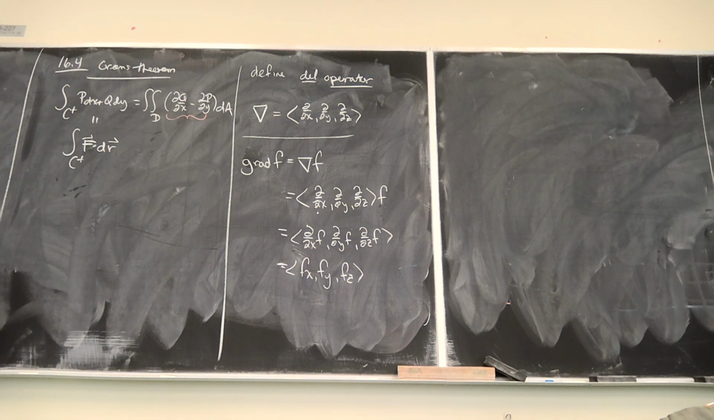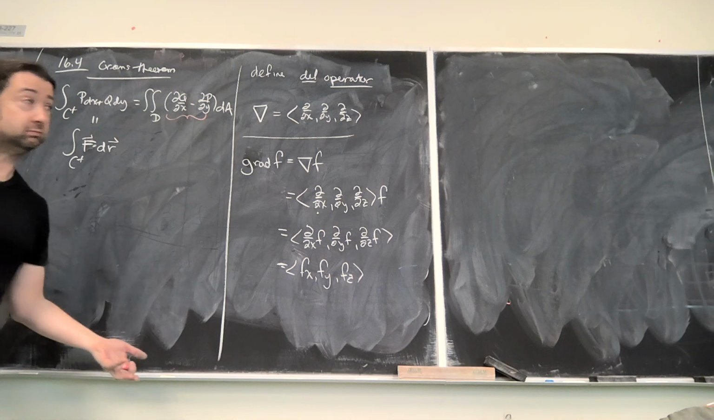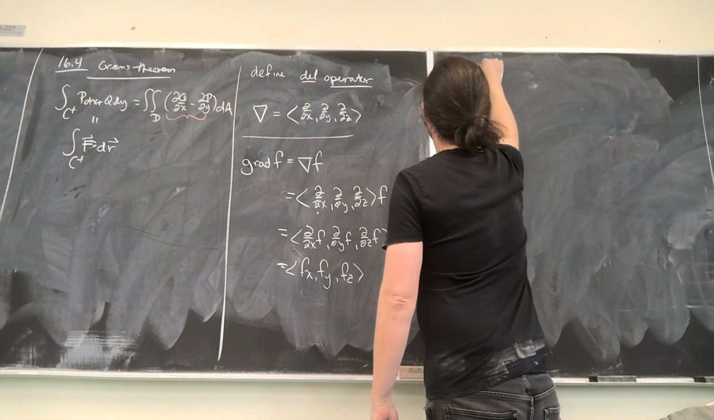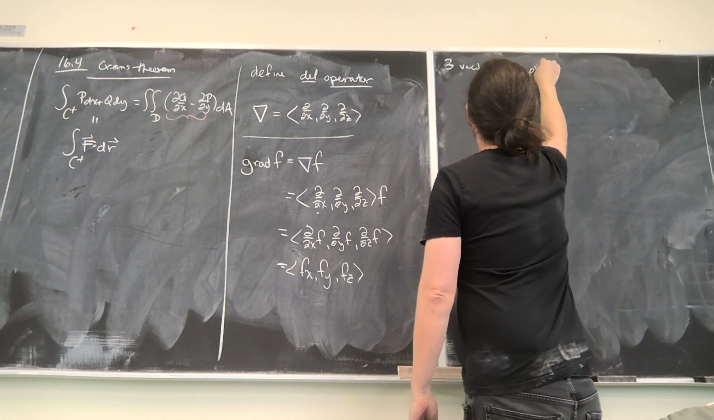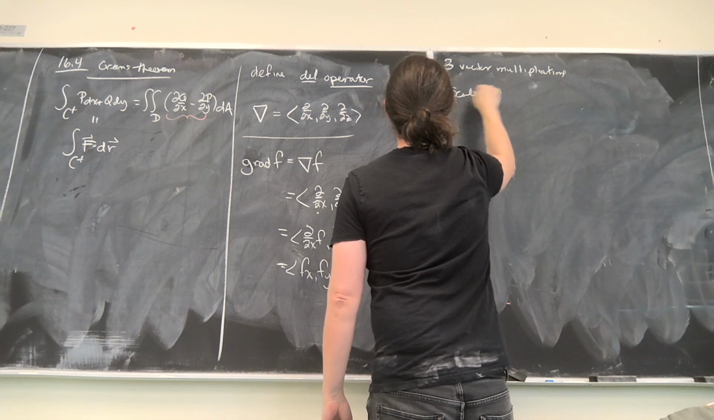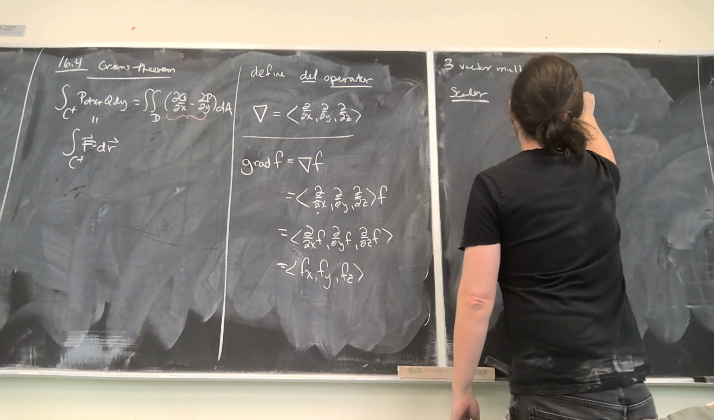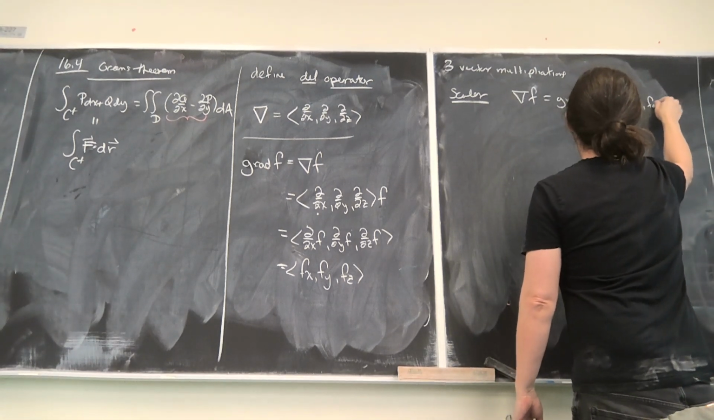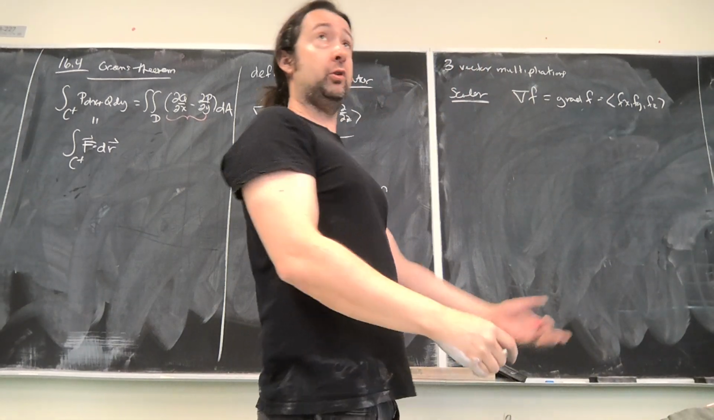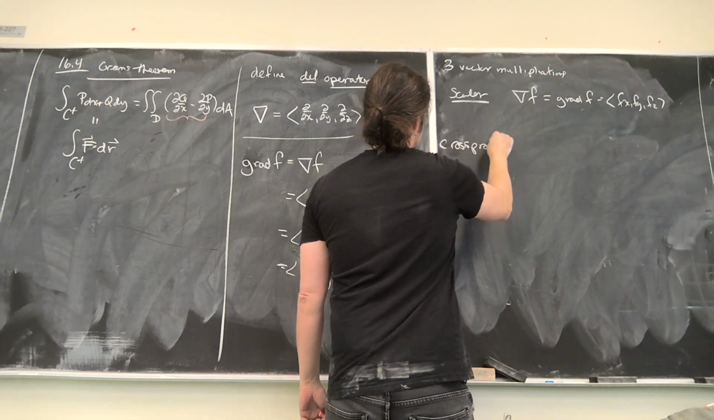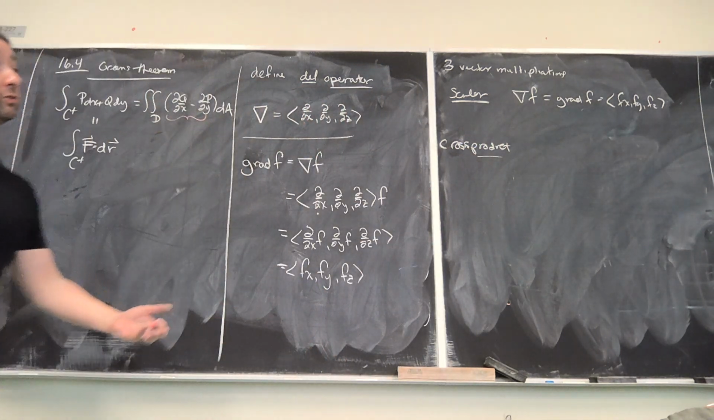And the idea is all of the other vector multiplications also give us meaningful calculations. So with vectors, I have three vector multiplications. I have scalar multiplication, just the gradient of f, which is equal to fx, fy, fz. And I have two more. I could take a cross product. That's another mathematical operation I can do with vectors.